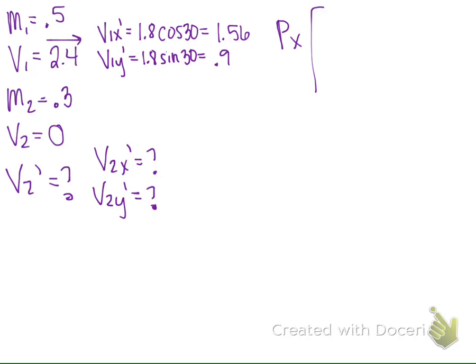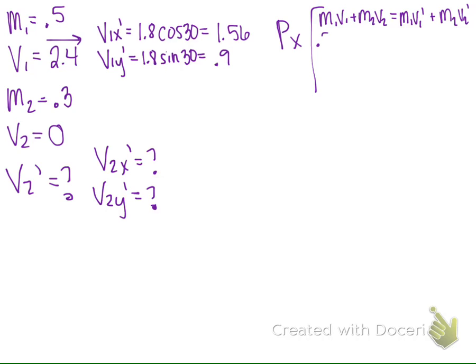This is m1 times v1 plus m2 times v2. I'll go ahead and write it up here. So m1 v1 plus m2 v2 equals m1 v1 prime plus m2 v2 prime. But this is all going to be in only the x direction. So let's go ahead and plug things in here.